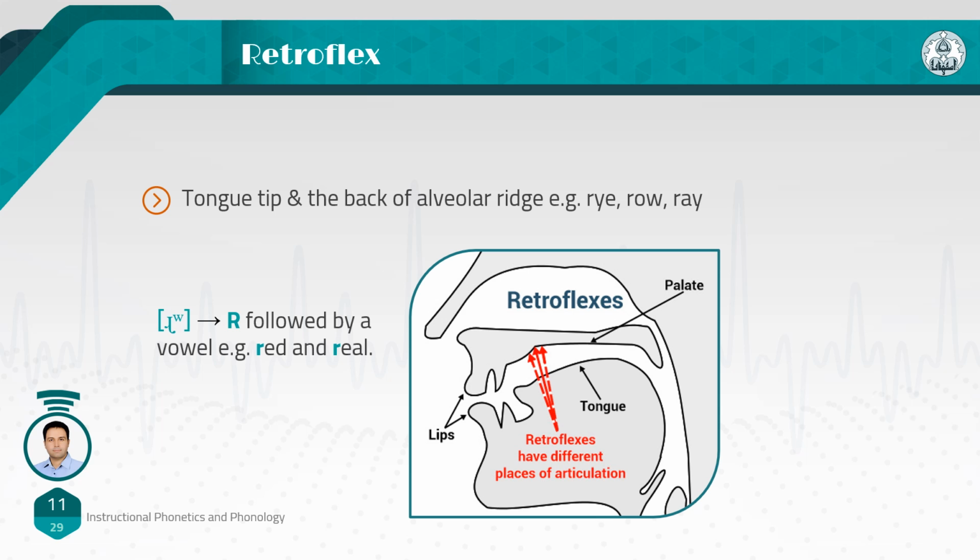In fact, the place of articulation for those people is different, and they curl the tongue up on itself in order to produce these sounds. But for us as Persian speakers of English, we can produce these sounds just like native speakers of English.